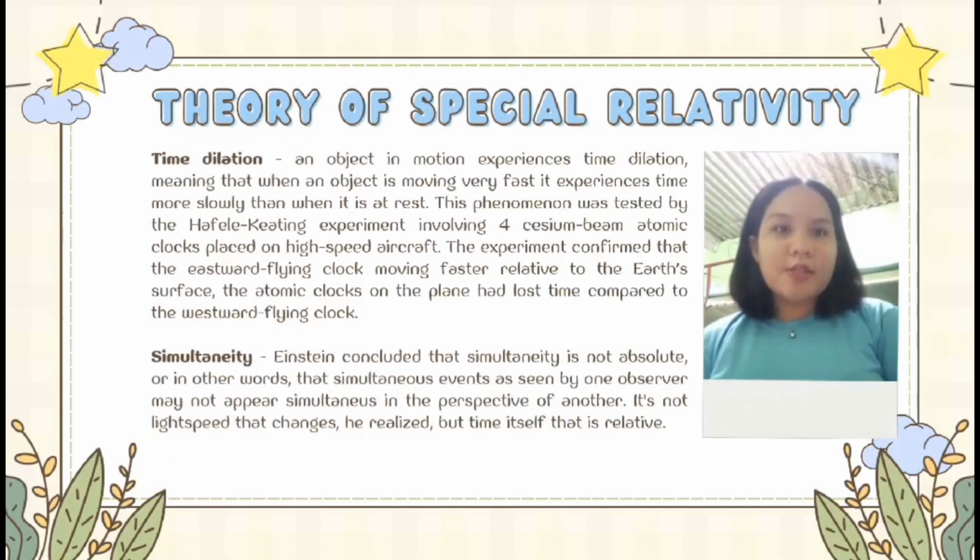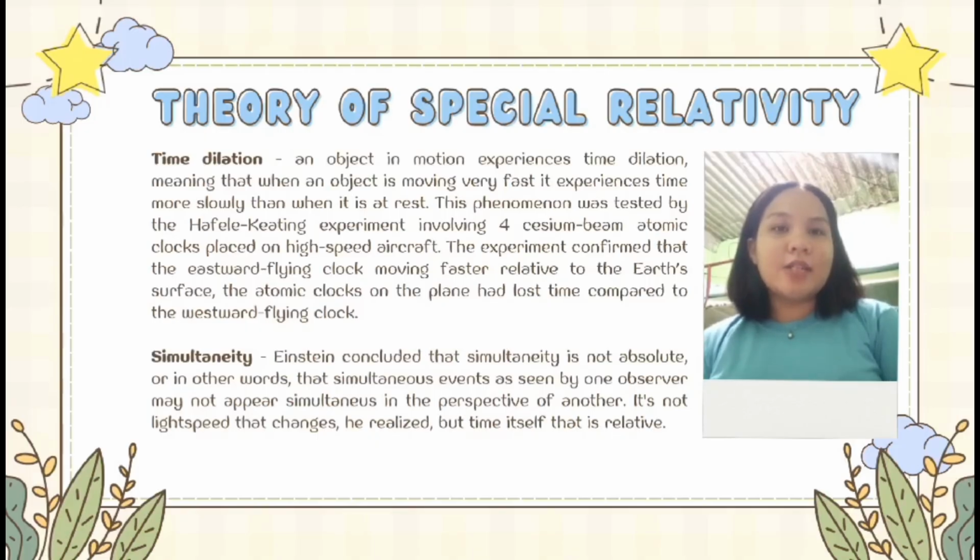Time dilation occurs when an object moves at high speeds, causing time to pass more slowly for it compared to a stationary observer. This was proven in the Hafele-Keating experiment, where atomic clocks on a fast-moving plane showed time loss compared to those on the ground.